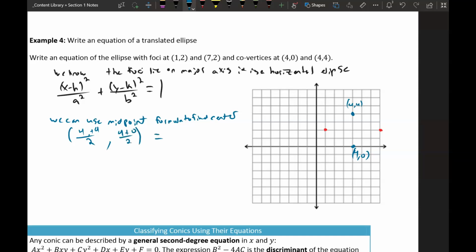Well, 4 plus 4 is 8 divided by 2. That's just going to be 4. You can already tell that just by looking. It's going to lie on that same vertical line. So this is going to be 4. This is going to be 4 plus 0 is 4 divided by 2 is 2. This is our center point.